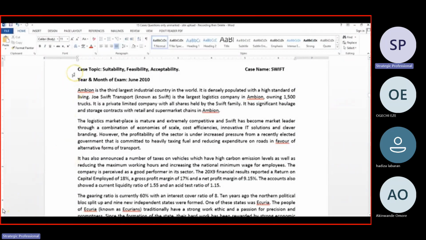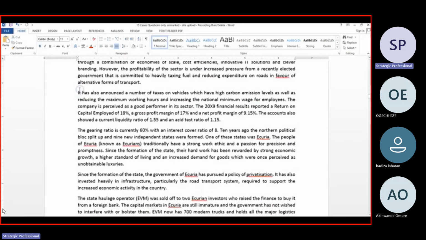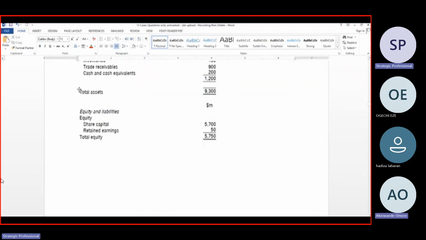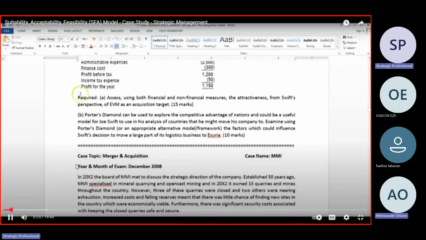So in this video, we'll be discussing the topics suitability, feasibility, and acceptability analysis. And this is based upon a case called SWIFT. And this question has appeared in the exam June 2010 in ACCA. So we'll start from the requirement here. So the requirement states that, so it is a two-part question, okay?